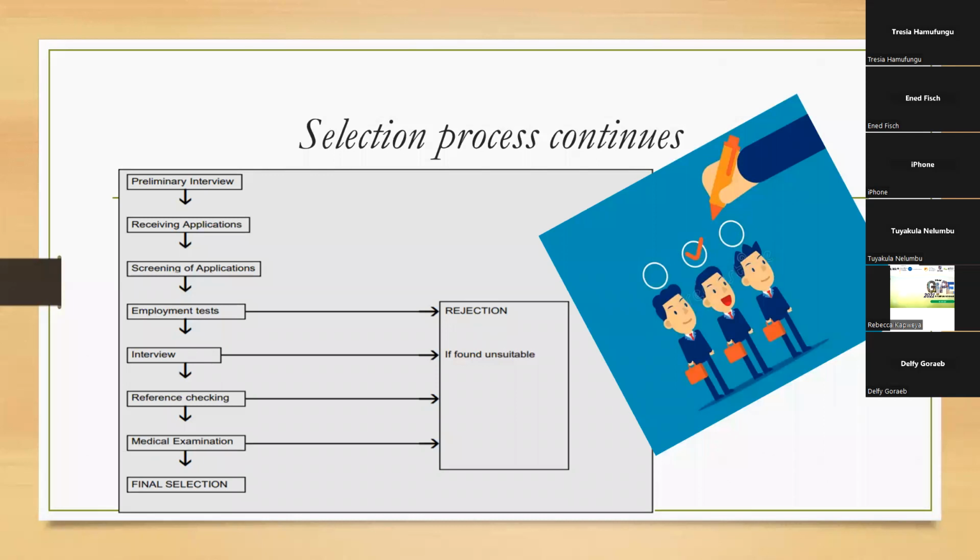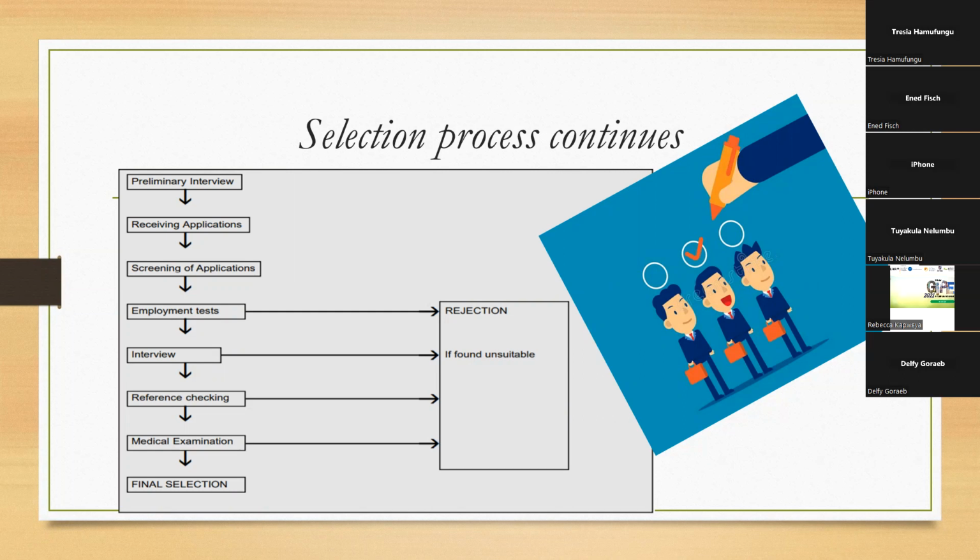Then the third step is the screening of applications. Once the applications are received, they have to be screened by the special screening committee, who choose candidates from the applications to call for an interview. Then we move to the employment test. So before the organization decides a suitable job for any individual, they have to gauge their talents and skills through the employment test.